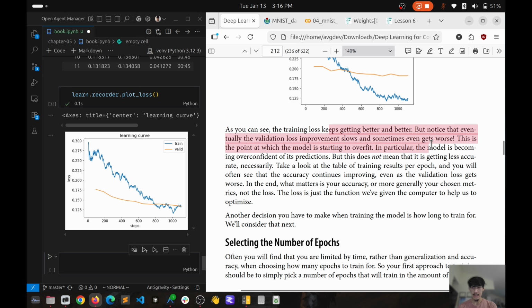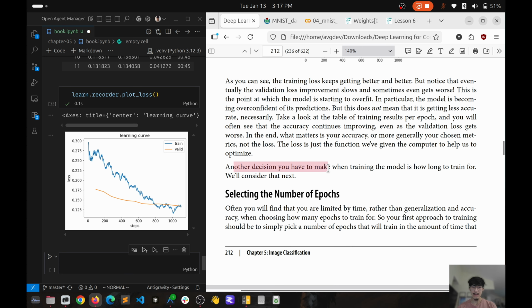In particular, the model is becoming overconfident of its predictions, but this does not mean it's getting less accurate necessarily. Take a look at the table of training results per epoch, and you will often see that the accuracy continues improving, even as the validation loss gets worse. In the end, what matters is your accuracy, or more generally, your chosen metrics, not the loss. The loss is just a function we've given the computer to help us optimize.